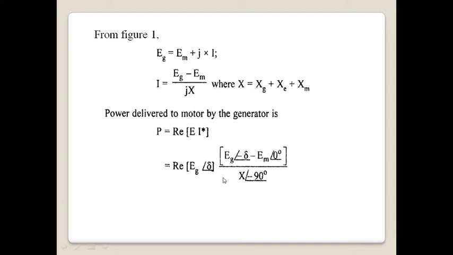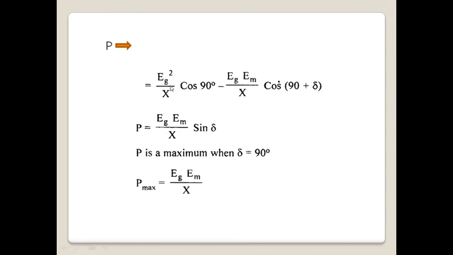So the next equation will be EG squared upon X into cos of 90 degrees minus EG into EM by X into cos of 90 plus del. Cos 90 will be 0, so this term will be 0. Now cos of 90 plus del gives minus sin del, so the power will be EG into EM by X into sin del.